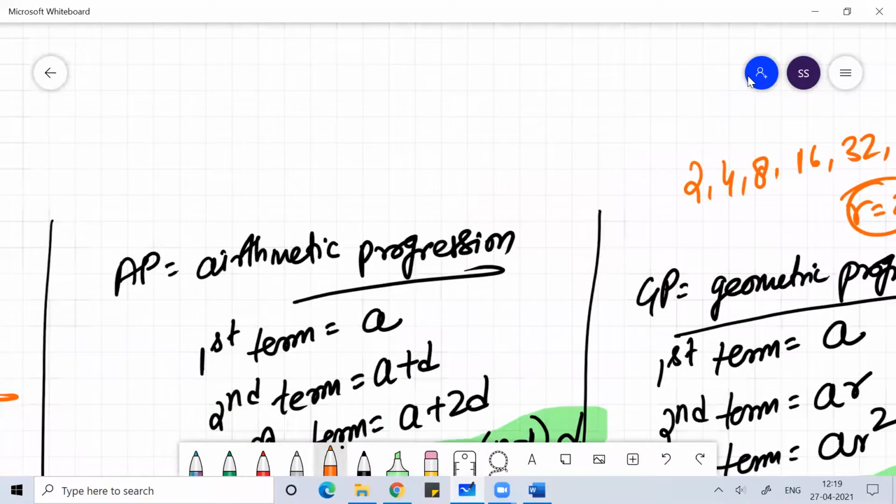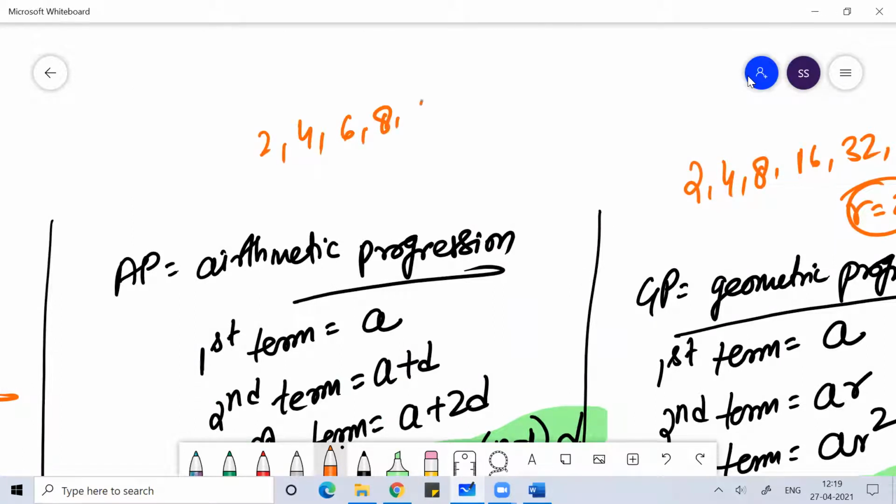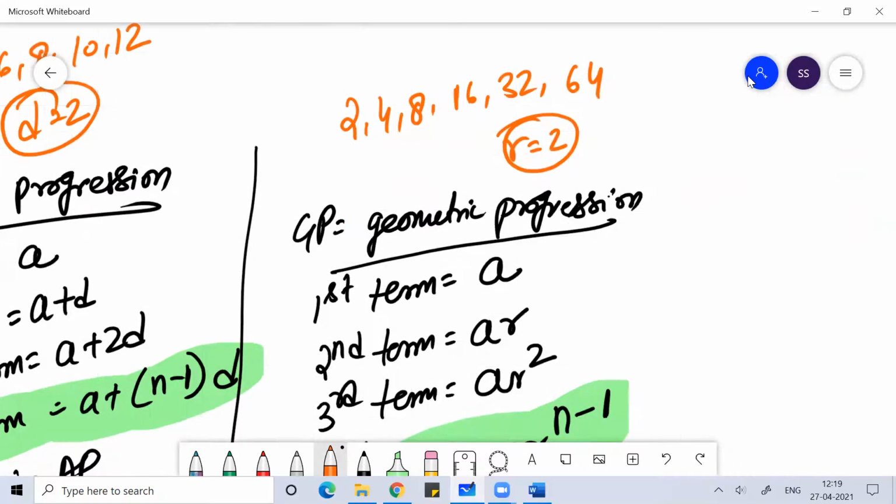AP means when the number increases with a common difference: 2, 4, 6, 8, 10, 12. So here you can see the difference is 2. So AP means when the number increases or decreases with a common difference. GP means when the number increases or decreases with a common ratio.